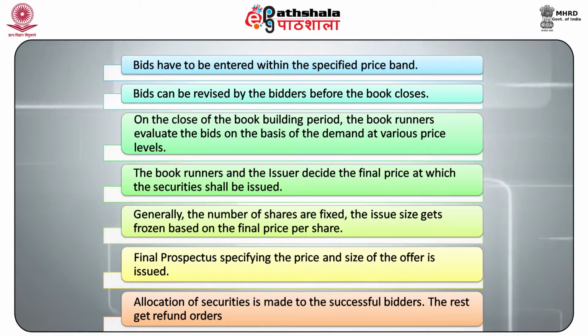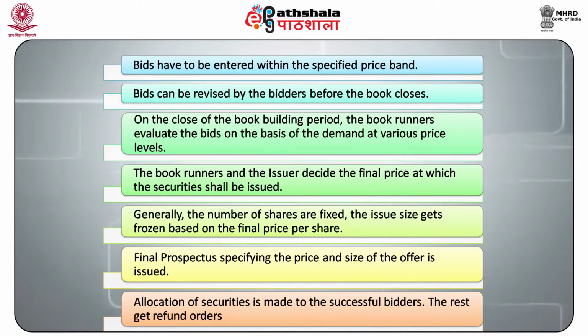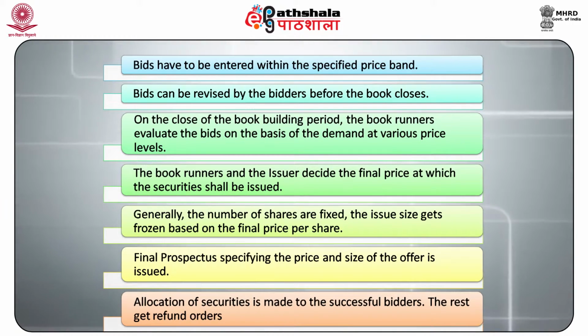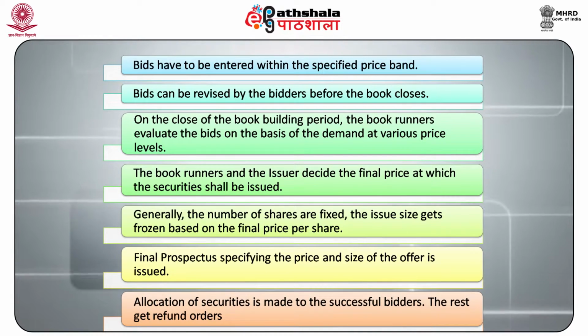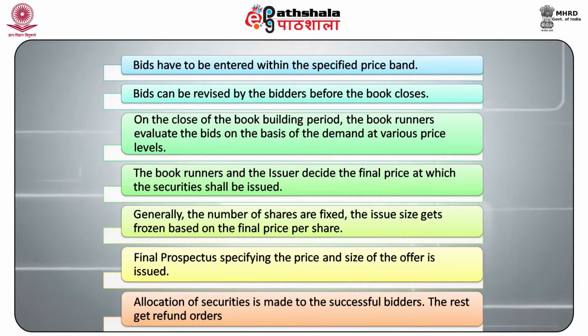issued. Generally, the number of shares is fixed. The issue size gets frozen based on the final price per share. The final prospectus specifying the price and size of the offer is then issued. Allocation of security is made to the successful bidders and the rest get refund orders.